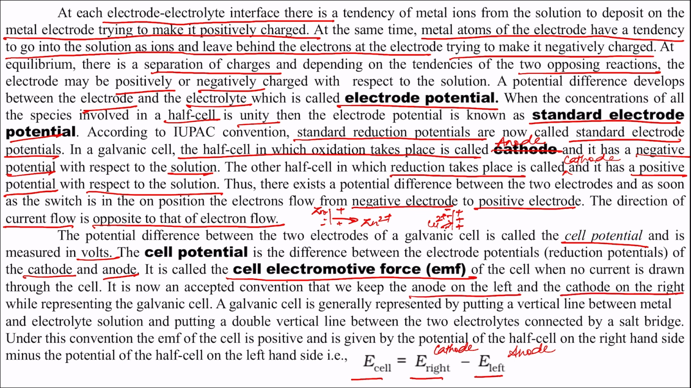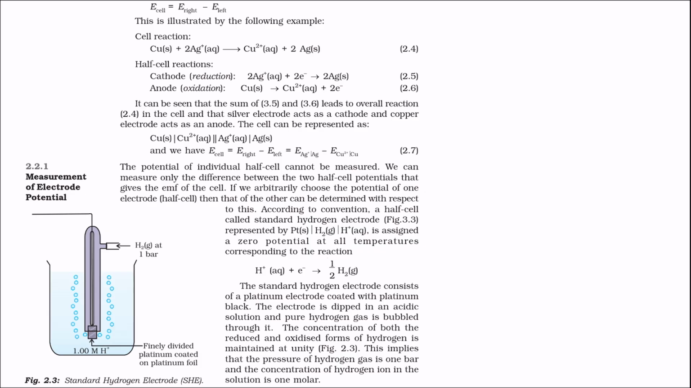And how is a galvanic cell represented? This is the representation of a galvanic cell. The metal is separated by a single vertical line from the solution of its ions, that is, the electrolyte solution. Two electrolyte solutions are separated by two vertical lines. These are the two electrolyte solutions which are connected by a salt bridge. And then again the solution of metal ion, that is, the electrolyte solution, is separated from the metal by a single vertical line.